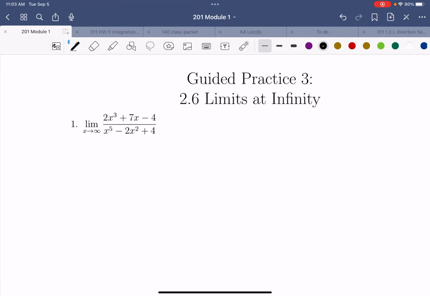Hey all, this is Guided Practice 3. This is from section 2.6 on limits and infinity. And we're going to jump right in here.